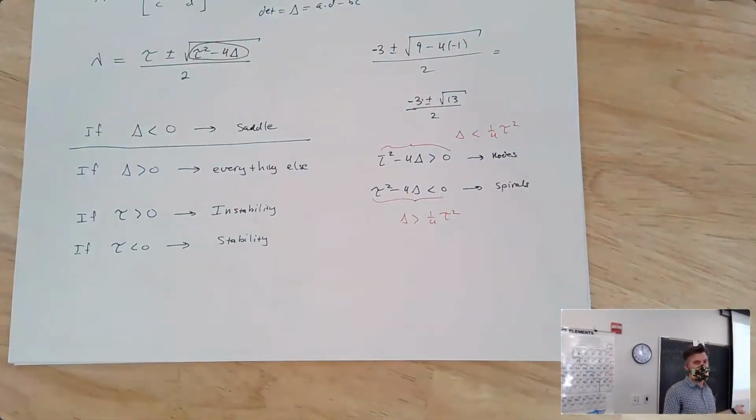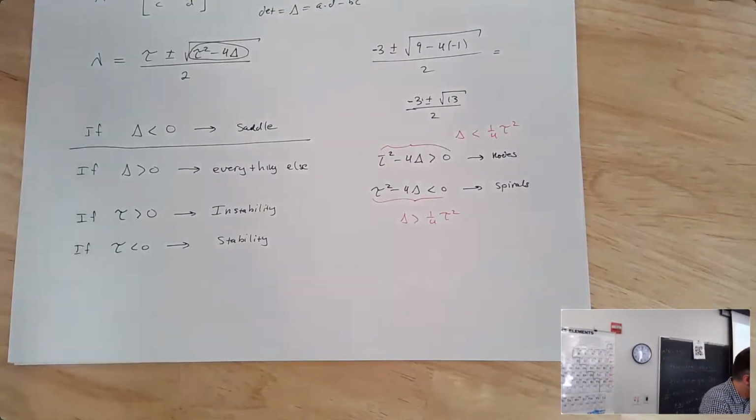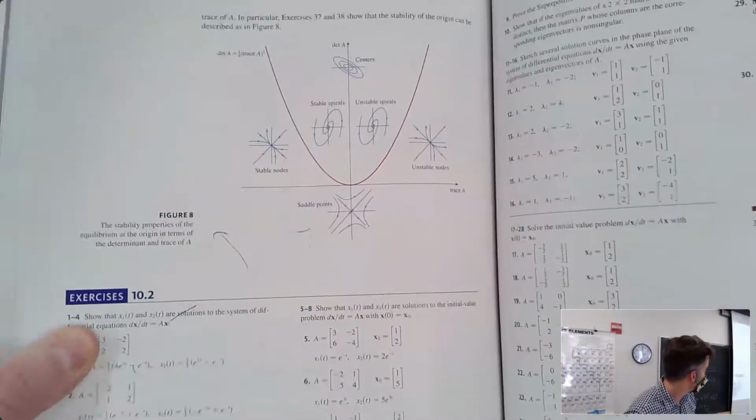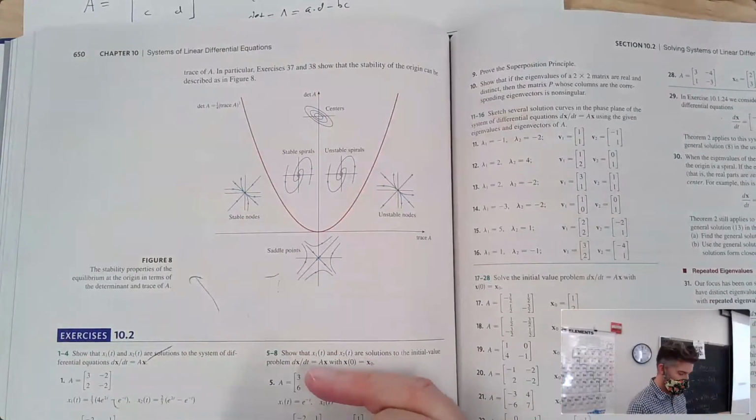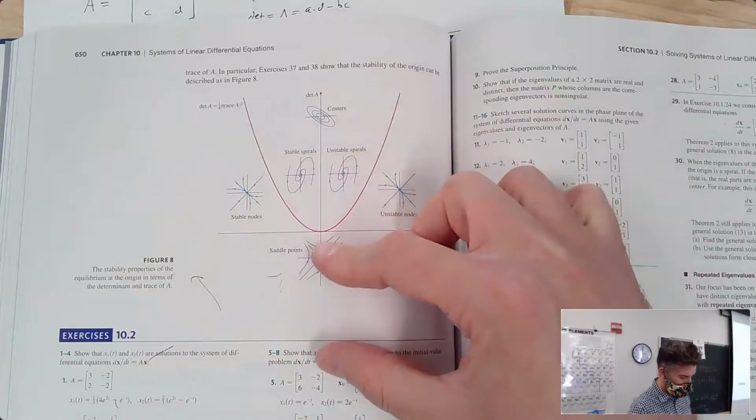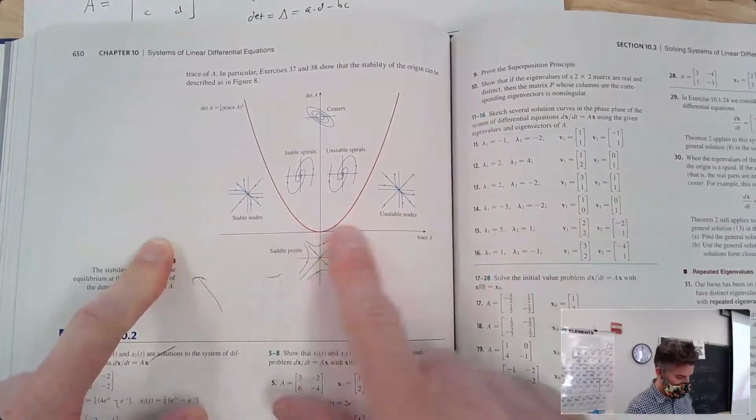This might seem like more work than it's worth. It's actually not. It's kind of nice to be able to do this because later on, we're going to see some matrices where it's really, really easier to look at the trace and determinant than to actually figure out the angle. So let me just show you this picture in the book because I think it's a good thing to leave you with. Here is the picture I'm talking about. On the y-axis is the determinant, so the determinant's positive up here, negative down here. On the x-axis is the trace, positive trace, negative trace.